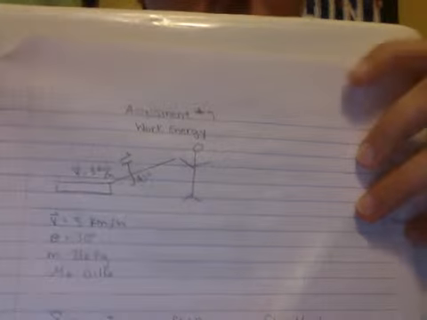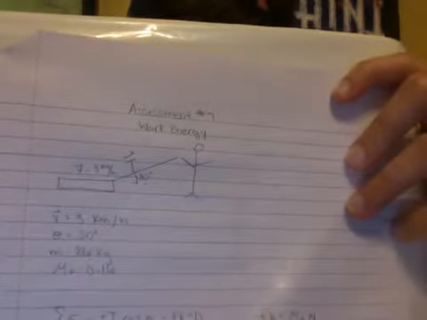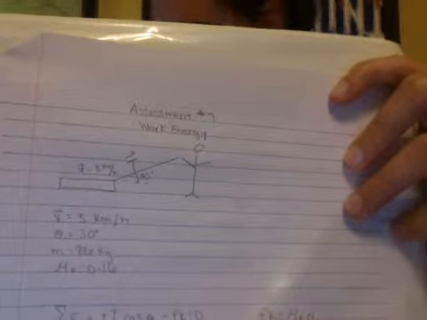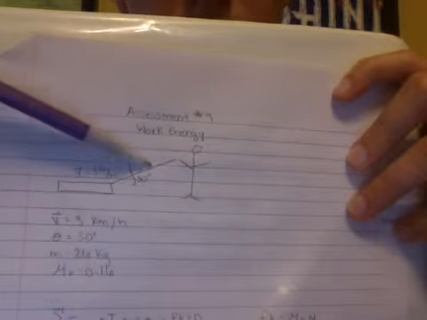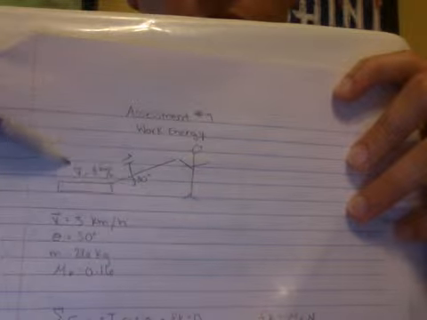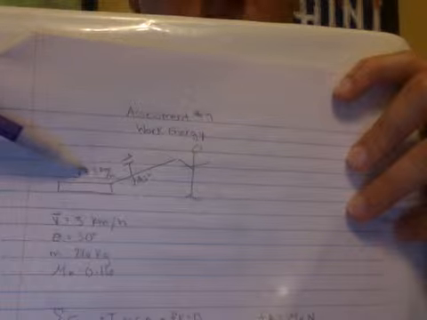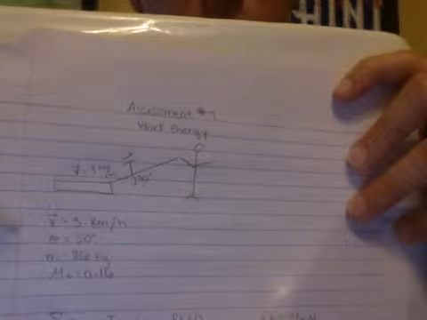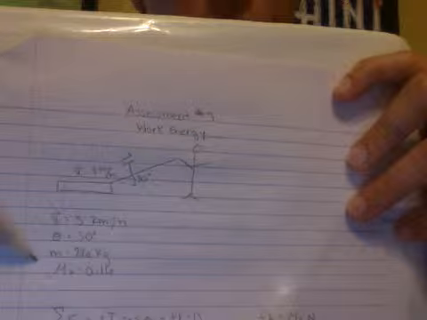Video 2 on reassessment 7, which is our assessment on work energy. What we have is a girl pulling a sled with a rope at an angle of 30 degrees, moving at a velocity of 3 kilometers per hour. There's a person sitting on the sled who weighs 26 kilograms. We also have a coefficient of friction of 0.16.